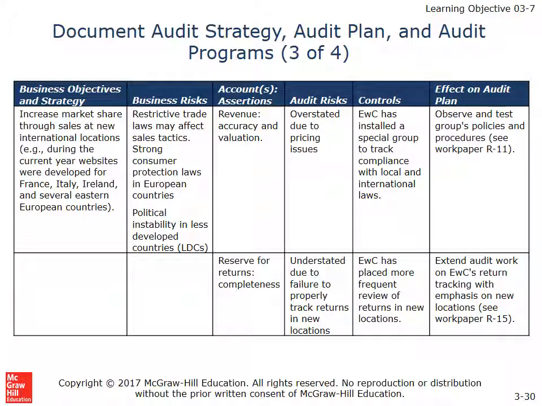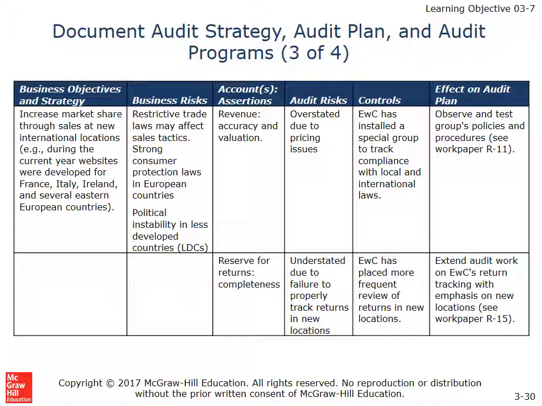We'll observe and test the policies and procedures that they talk about there. Let's make sure that they've installed a special group. Let's make sure that they're tracking compliance with local and international laws. And if they're doing that, we'll have lower audit risk, and we could rely more on the internal controls.